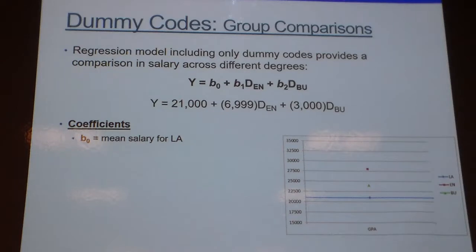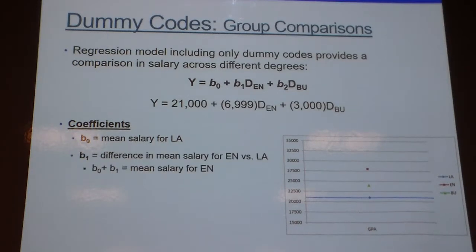So we can go through, and this is just a flat line, right, for people with liberal arts degree. Our beta 1 here is going to be the difference in the mean salary for people with engineering versus liberal arts. Angeline, can you tell me why that is? Because you're holding the salary, the difference of 0.